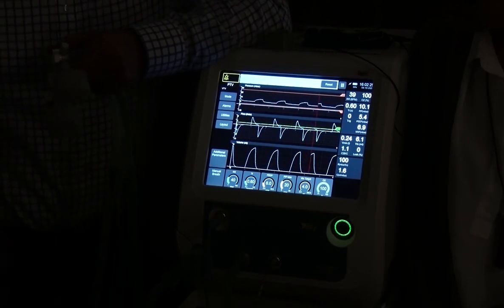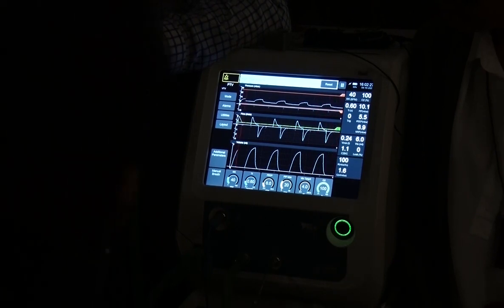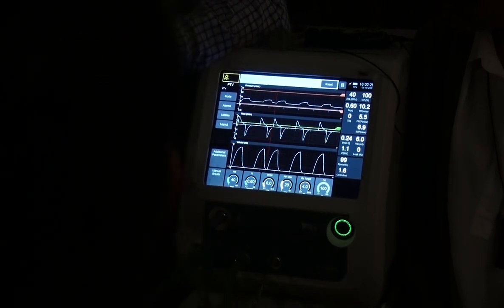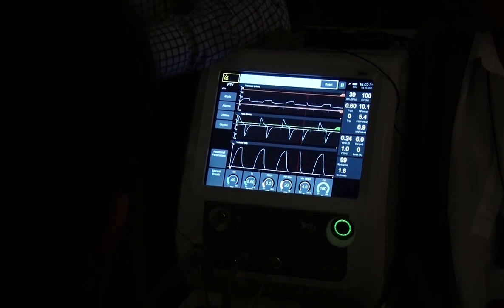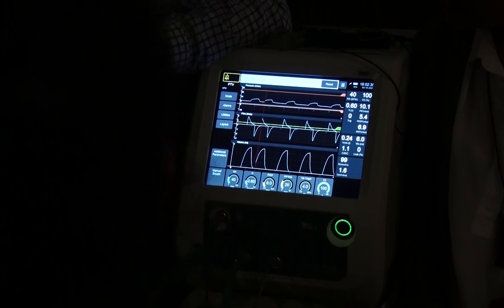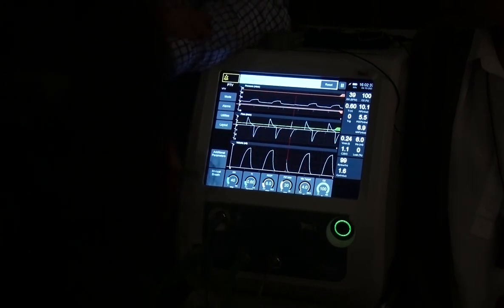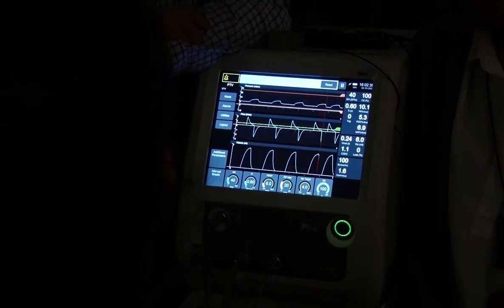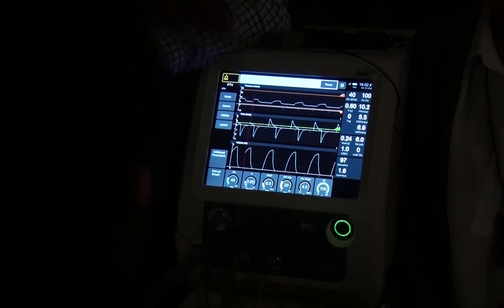Then we'll reduce the rate. Right. Increase the rate. You would increase the rate? Would you increase the rate or change tidal volume? Inspiratory time. Depends on the lung disease, but I think rate is achieving.